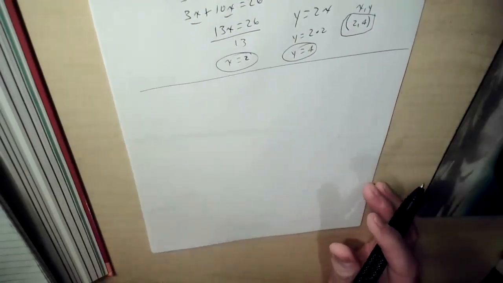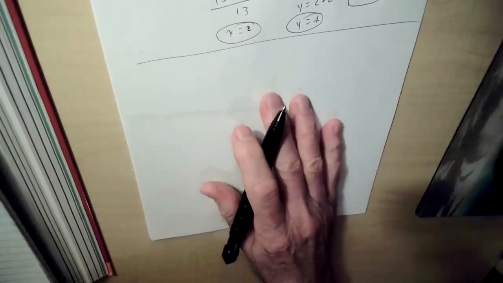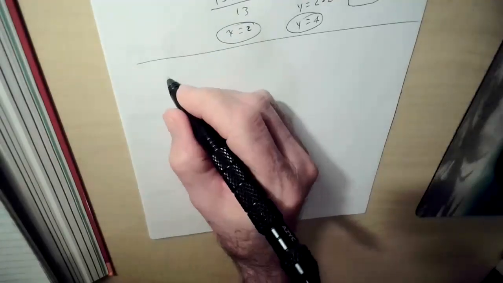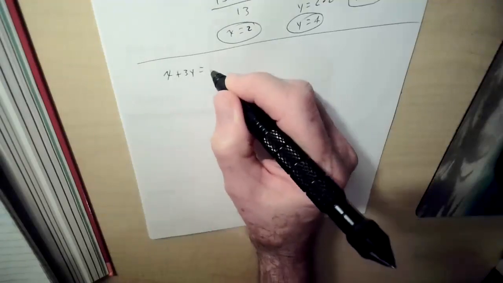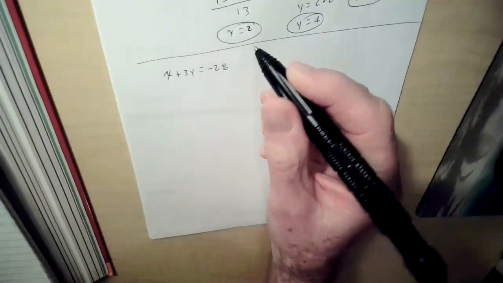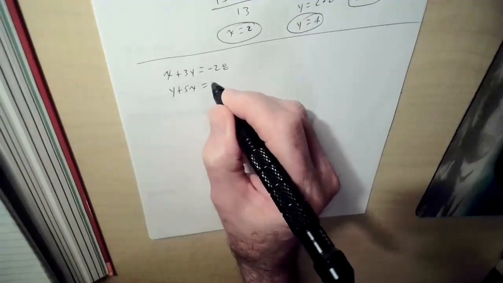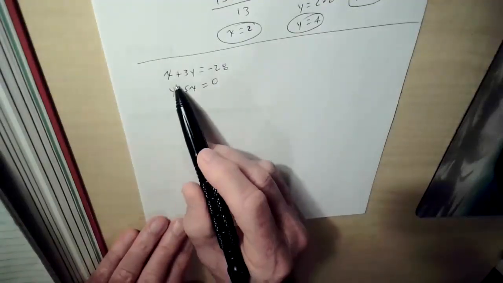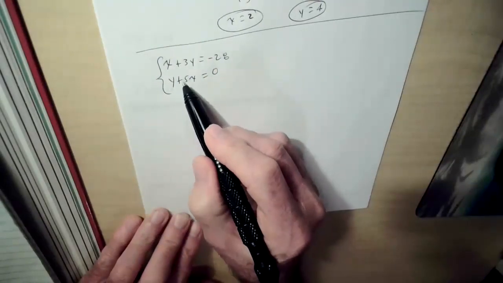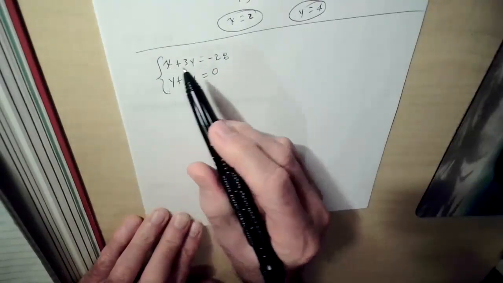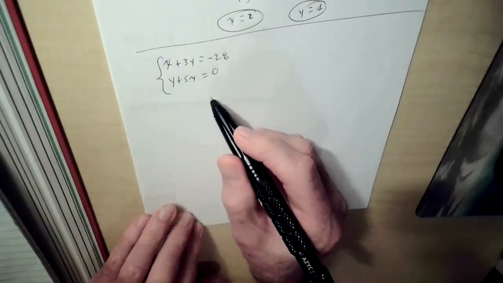Okay. Now, these things get a little bit more complicated, but really not very much. This one, x plus 3y equals negative 28, and y plus 5x equals 0. Now, we can solve either one of these systems of equations. We can solve this one for x pretty easily. We can solve this equation down here for y very easily.